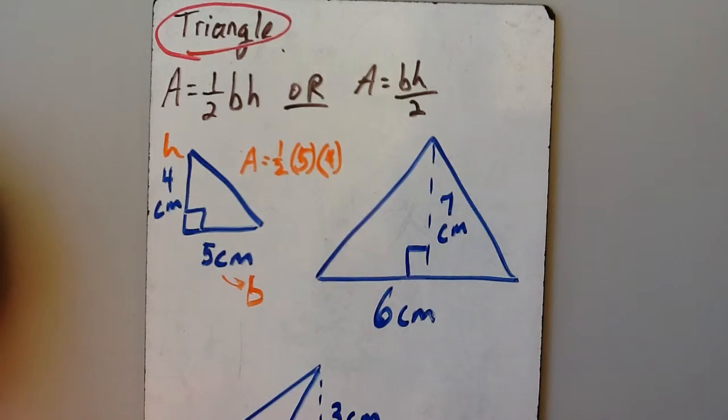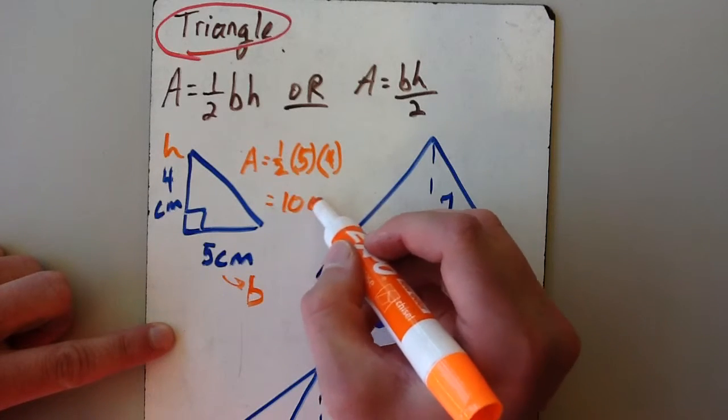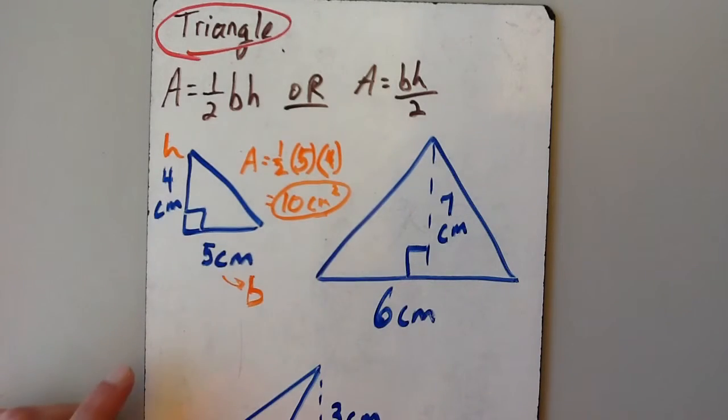Well, 5 times 4 is 20, and what's 1/2 of 20? 1/2 of 20 is 10. So it's 10 centimeters squared because this is area.